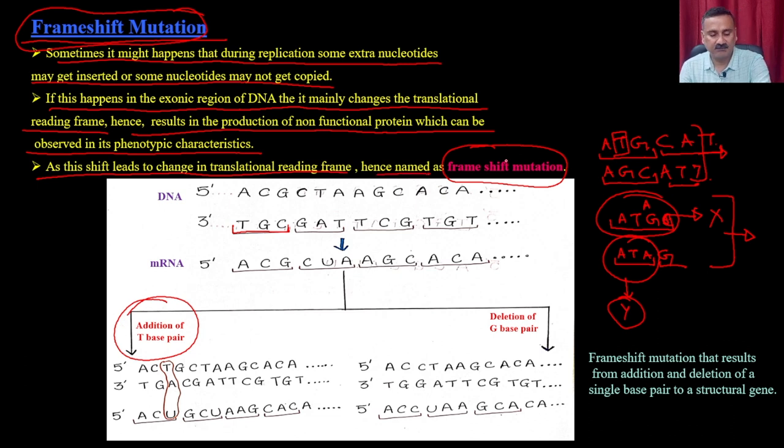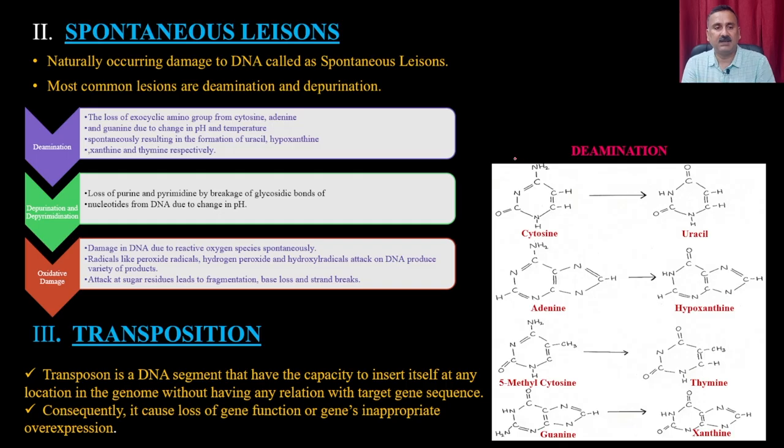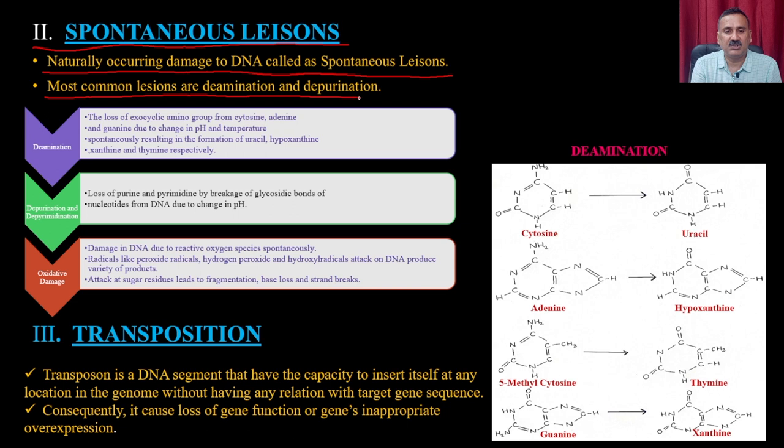Then we have the second thing, spontaneous lesions, right. Naturally occurring damage to the DNA is called spontaneous lesions. Most common lesions are deaminations and depurinations. Deamination is the loss of the exocyclic amino group from cytosine, adenine and guanine due to change in the pH and temperature, spontaneously resulting in the formation of uracil, hypoxanthine, xanthine and thymine respectively.